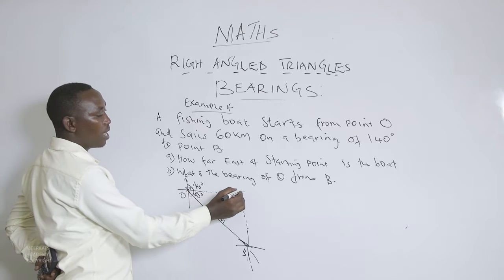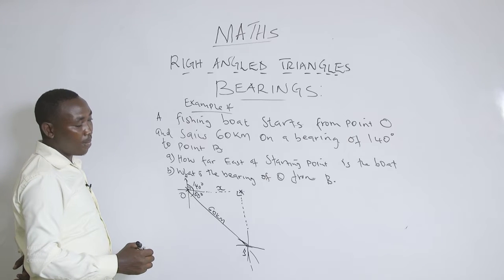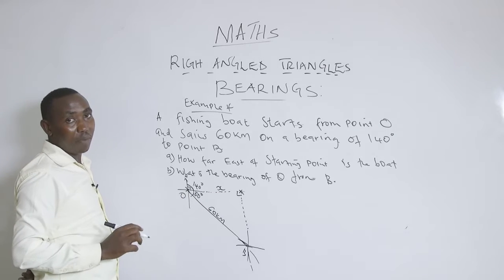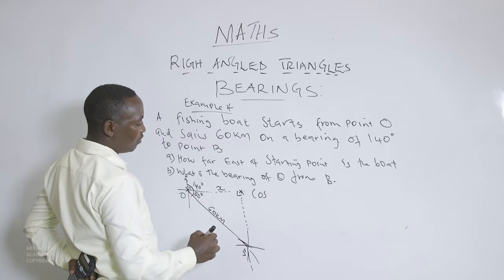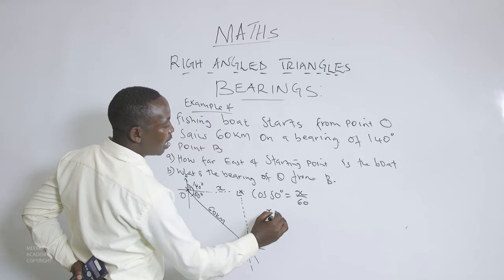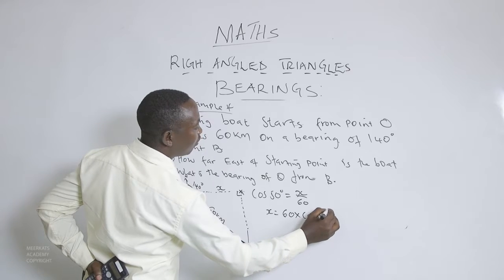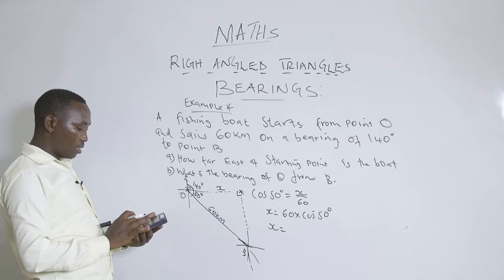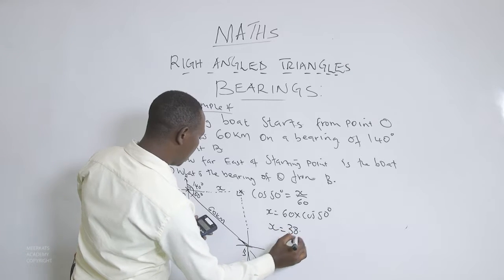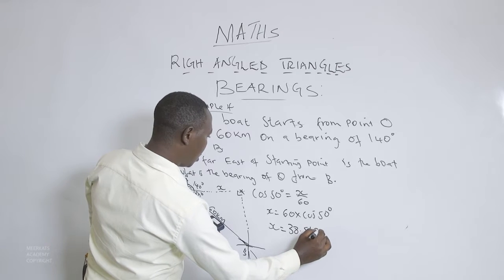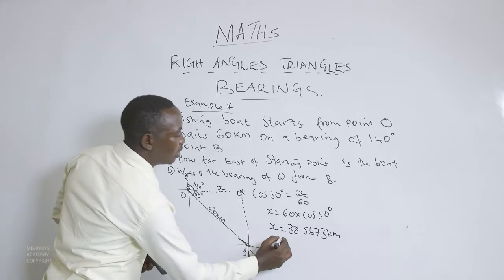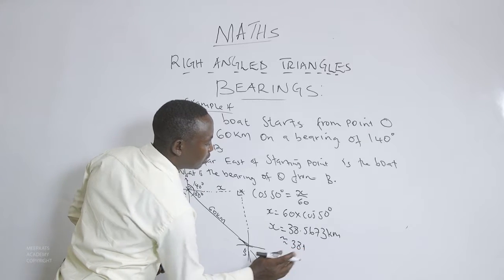We are interested in getting the distance from here up to here, that is how far east. Let us call it x. If you want to get x, again, we are going to use one of the trigonometric ratios that has the adjacent of an angle and the hypotenuse. That means we are going to use the cosine of the angle 50 degrees to give us the adjacent, which is x, divided by 60. That means that our x shall be 60 multiplied by cos 50 degrees. That means that our x shall be 38.5673 kilometers. Because we want it to the nearest kilometer, this shall be 39 kilometers.